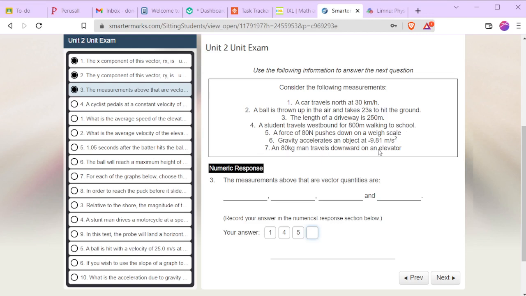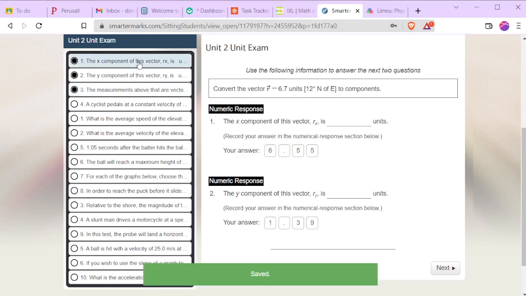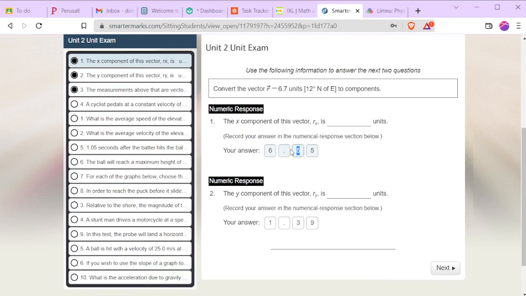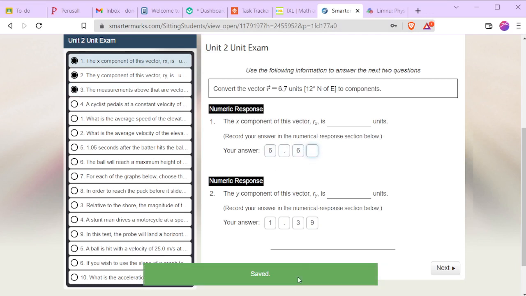But travel downward on an elevator, that's the other one. So the question is, which of these is our vector? In this case, we know the 80 kilogram man is traveling downwards, but 80 kilograms is a mass. That is a scalar quantity. So this one would be 6. And actually, come to think of it, up here, we've got 6.7 units. That's 2 sig digs. I did too many sig digs on those numbers.